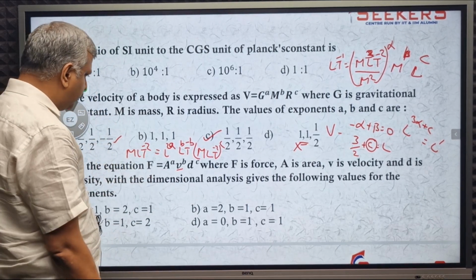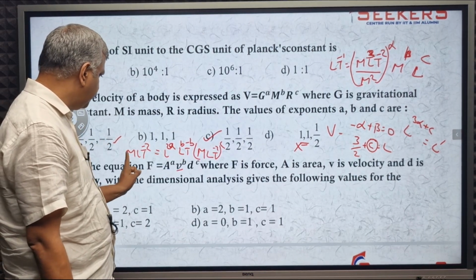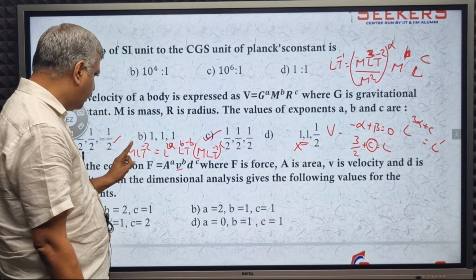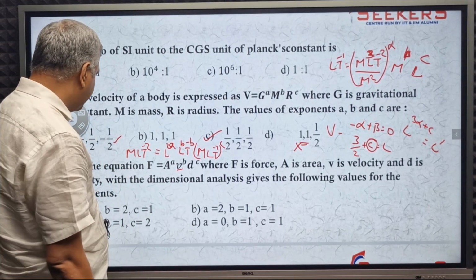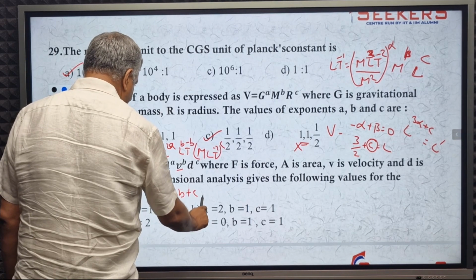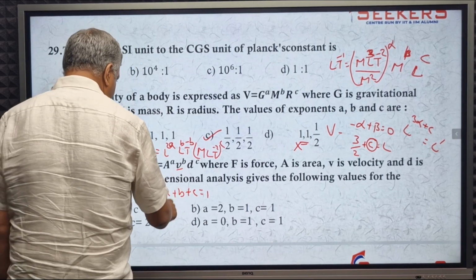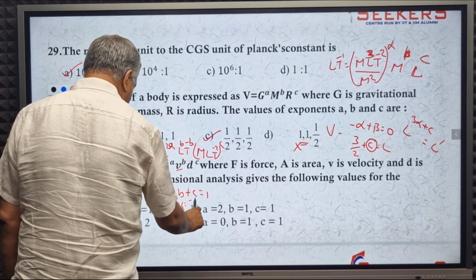Now when I try to work this out, let me see. So m power c is equal to m power 1, so the value for c is 1. Now there are 3 equations with the value of c as 1. Then let's look at L: 2a plus b plus c is equal to 1. And let's look at t: minus b minus 2c is equal to minus 2.